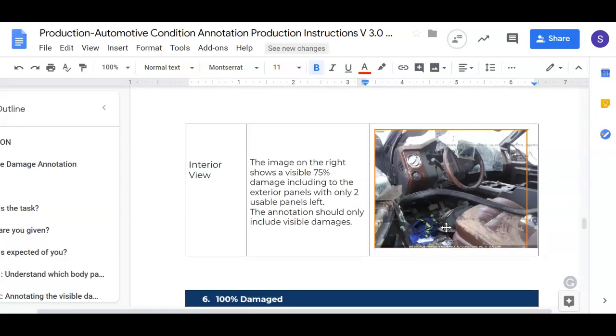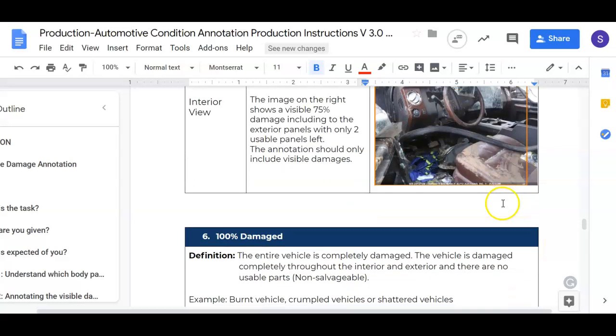So this is another example where you have only the interior view. Because it's only the interior view, we are rating this as 75% damage because, if you look at this here, windscreen damage, this window is also damaged, dirty. Based on this, you are only able to say that maybe one or two panels are usable, probably the steering wheel and this center compartment here. Other than that, everything is pretty much damaged heavily, which means this would also fall under 75% damage. Okay, make sure the box is drawn until where the visible damage is.